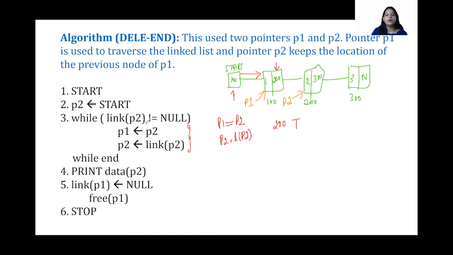Now again I'm going to check, is link of P2 null? Is it null in this case also? In this case, it is 300. It is not equal to null. Again, I'm going to execute this set of statements. Now my P1 is going to come over to the next one. My P1 will come here because P1 is equal to P2, and P2 is going to point at the next one. Okay. Now again, I'm checking, is link of P2 not equal to null? No, in this case, it is equal to null. Hence, since this is false, I'm going to come out of this while loop.